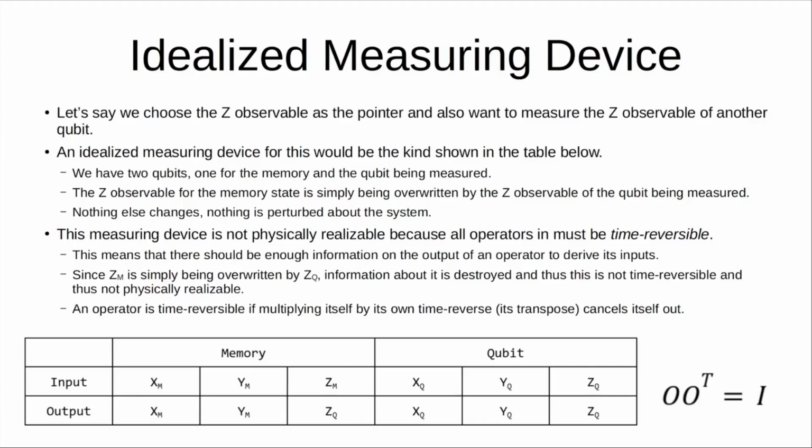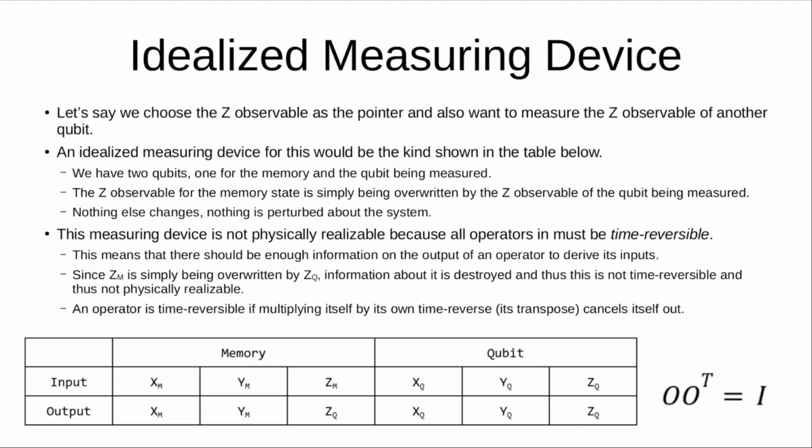However, this measurement device is not physically realizable because all operators must be time reversible. This is just a physical requirement in quantum computing that any operator must be reversible in time. That just means that if you take the operator and you multiply it by its own time reverse, then it should cancel itself out. And so you see that on the bottom right. The time reverse of an operator is just that operator transposed. So if we take the operator and we multiply it by the transposed variant, then we get the identity matrix.